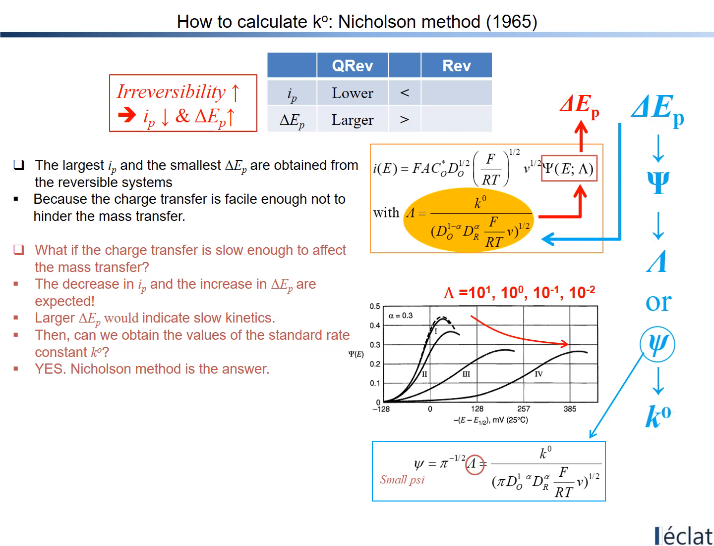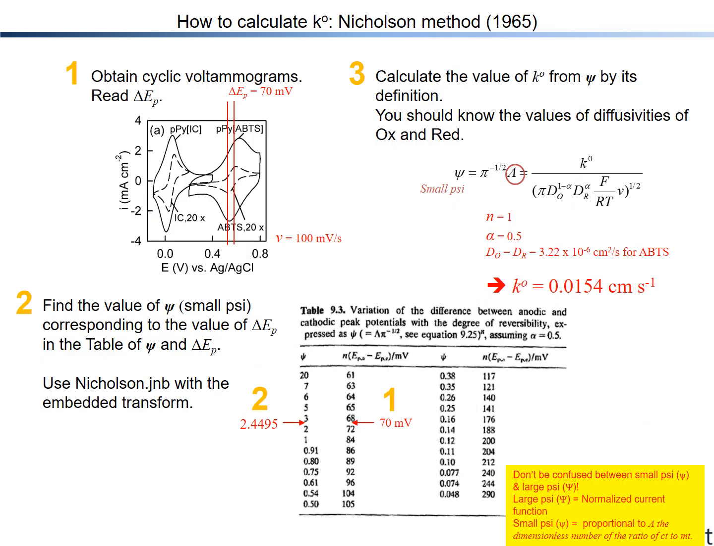Great, interesting. So I'd like to give you an example. We are still on Nicholson's method. Step 1: obtain cyclic voltammograms. So we have several cyclic voltammograms, and I'd like to focus on this very good looking dashed line. And then read delta EP.